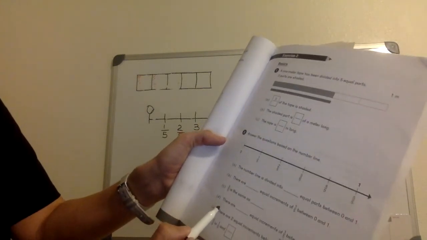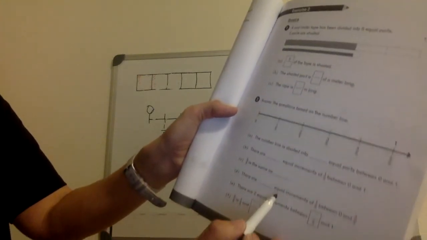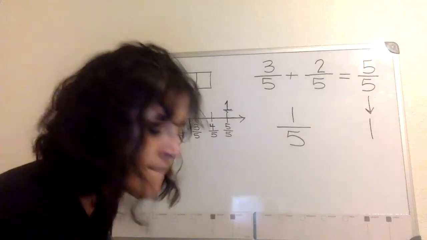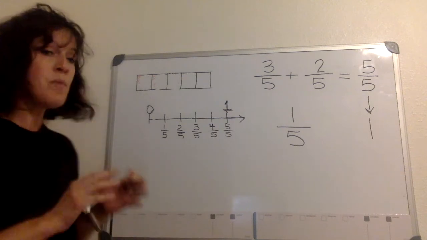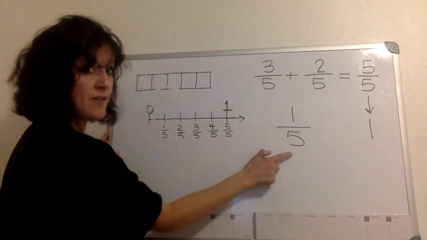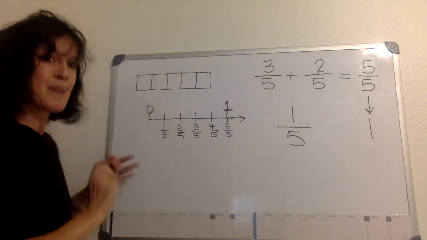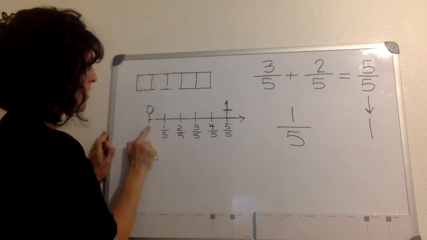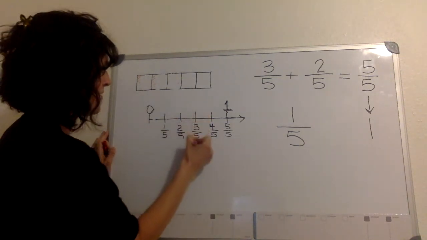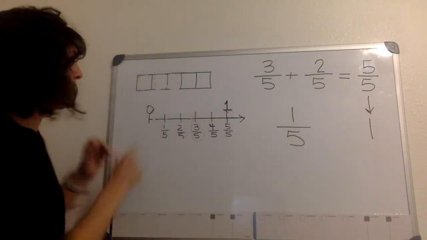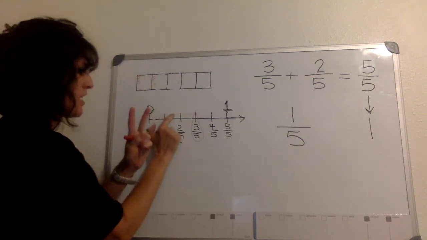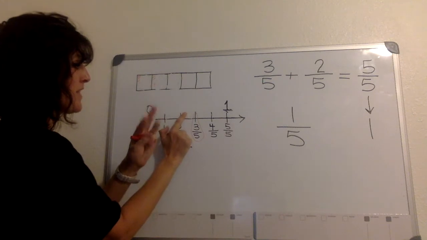Letter D. There are blank equal increments of 1/5 between 0 and 3/5. All right, let's look at that. We want to know how many increments of 1/5. Remember, increment is just one of our spaces, okay? So we want to know how many of these in between 0 and 3/5. This one right here. Well, let's just count. Let's just start with 0. So from 0 to 1/5 is 1. From 1/5 to 2/5 is another one. And then from 2/5 to 3/5 is another one.